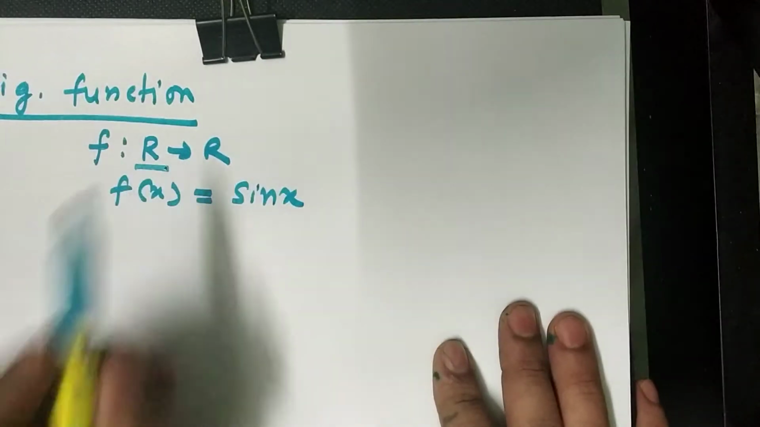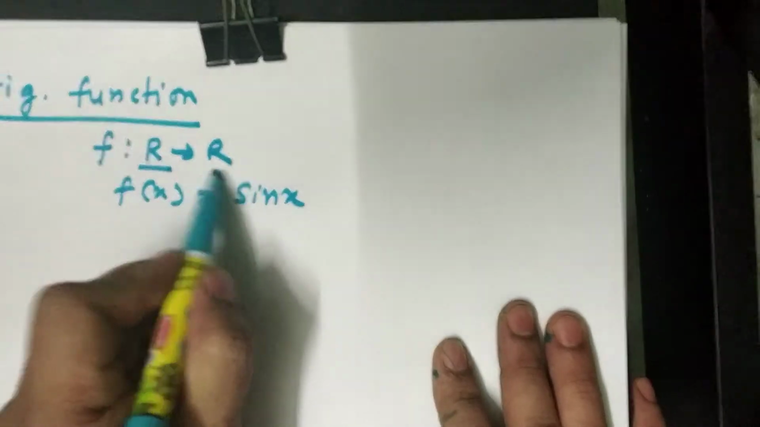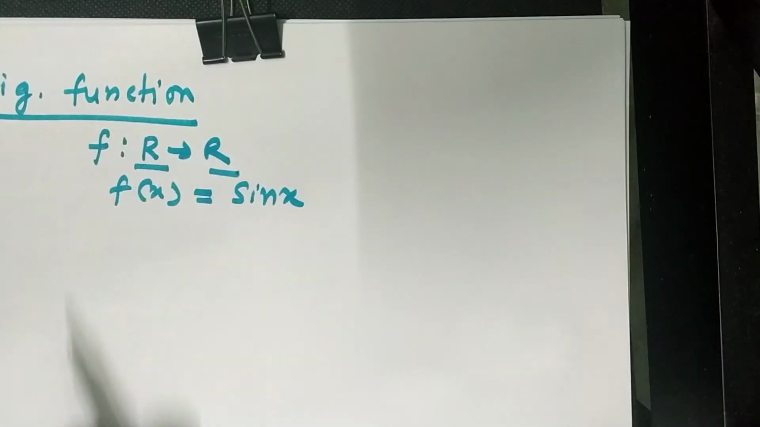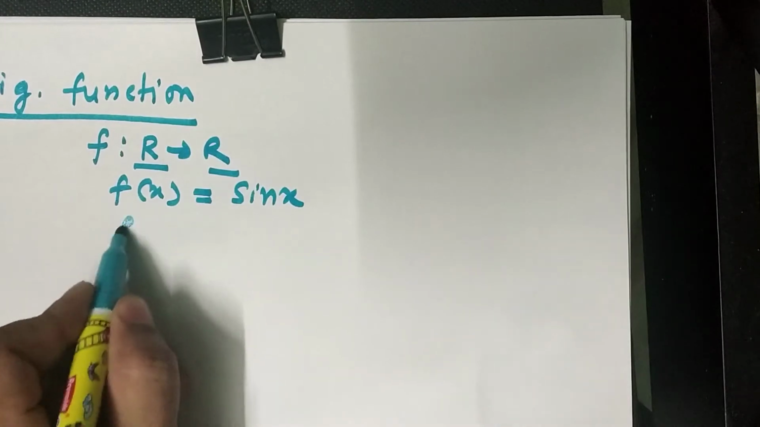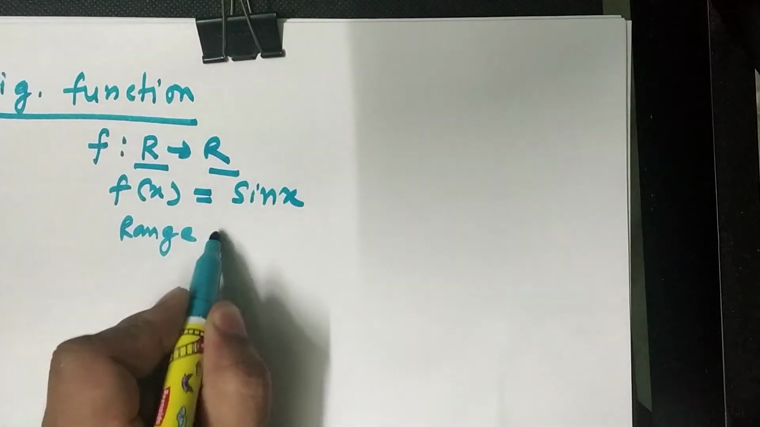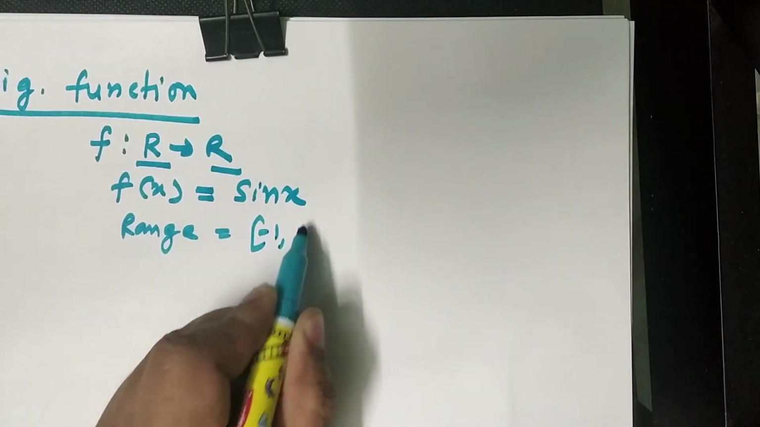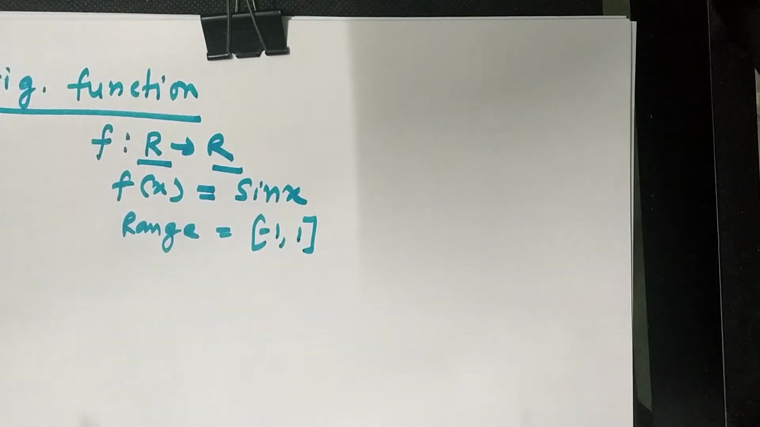What is the domain? Domain is R. What is the range? Codomain is R, but what is the range? Range is minus 1 to 1. We have done this in class 11.